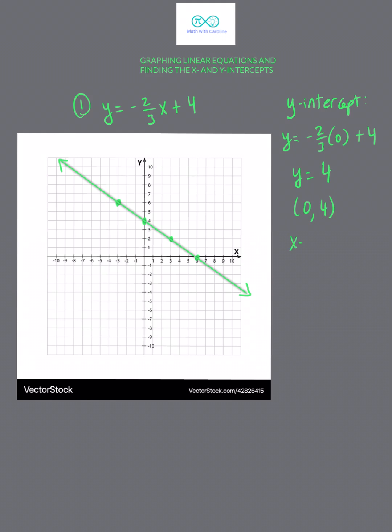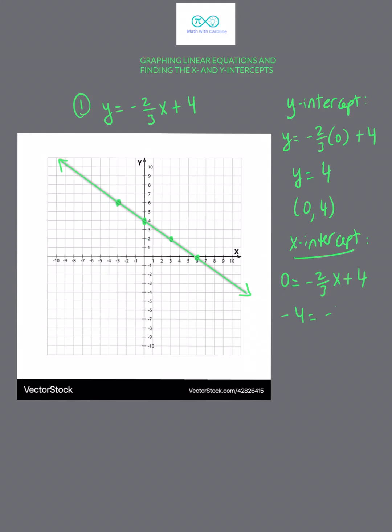Now for the x-intercept, there's a couple of ways that we can find that. We actually have it on our graph here because we use our slope to go down 2, right 3, down 2, right 3, and so we actually have our x-intercept as a point. So we already know that it's x equals 6, or (6, 0). But we could also solve for it by setting y equal to 0 and solving for x. So we'll just do that for the extra practice.